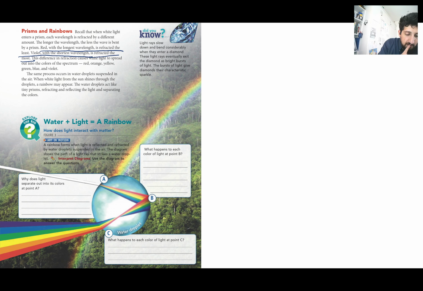Okay. The difference in refraction causes white light to spread out into colors of the spectrum, which we know as the rainbow. Okay, very good. And just a very quick note on that, just sort of reminded myself.